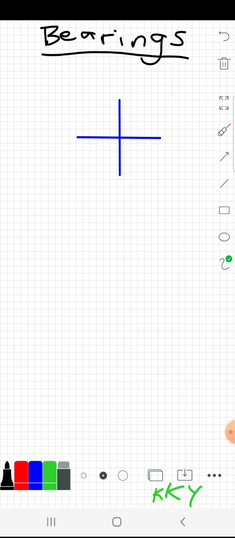Wow, and today we'll be looking at bearings and distances. Such an interesting topic. You know, the easiest way to think of bearing is to see it as a description.